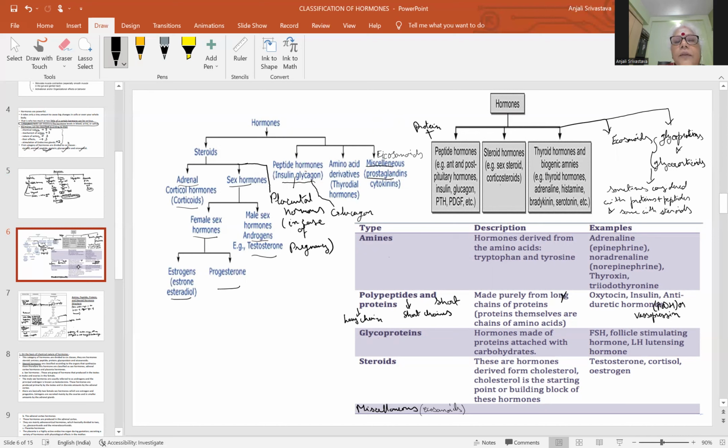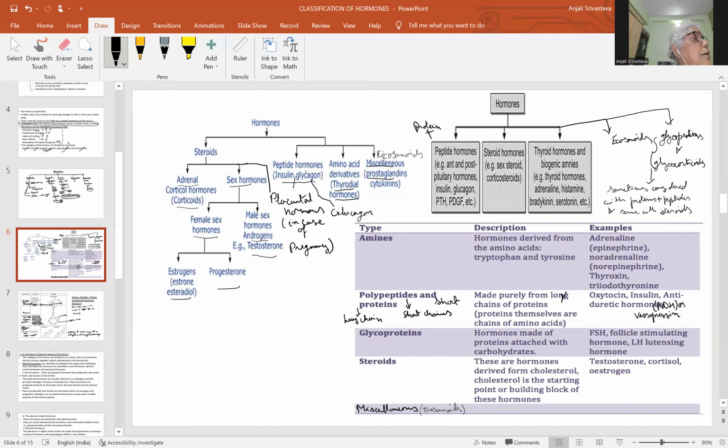Then the amino acid derivatives, that is the thyroid hormones. As I have told you, these are derived from just one amino acid, tryptophan or tyrosine. And then the eicosanoids. These are miscellaneous hormones that include the prostaglandins, cytokinins, and certain more hormones like PG, LT, LX. I have already given the details in one slide in the last class: prostaglandins, thromboxanes, leukotrienes, and lipoxins. These are the 4 types of hormones included in the eicosanoids.